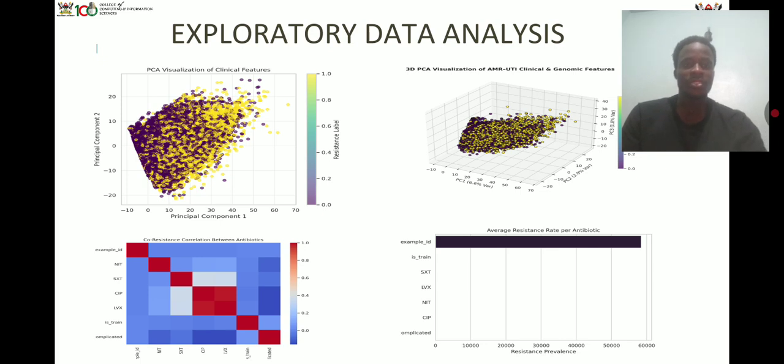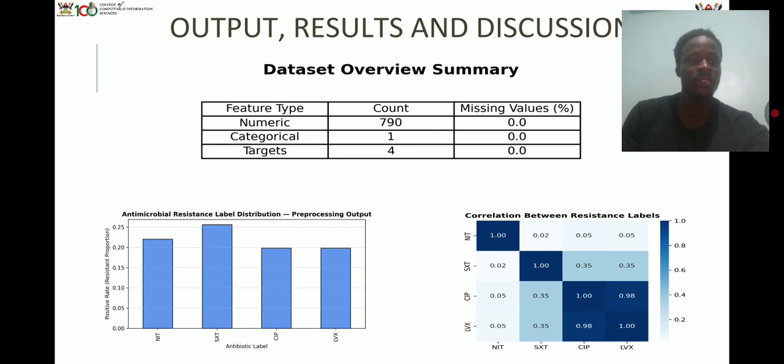Next are other visualizations of the data, and the 2 visualizations up are the PCA visualization of clinical features. The first one is the 2D, and the second one is the 3D visualization of the data. Below we have the co-resistance correlation heat map between antibiotics, and then we have the average resistance rate per antibiotic.